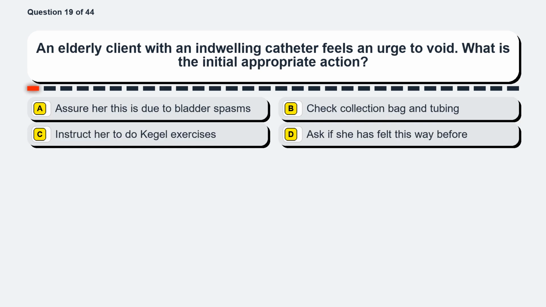Question 19. An elderly client with an indwelling catheter feels an urge to void. What is the initial appropriate action? Option A. Assure her this is due to bladder spasms. Option B. Check collection bag and tubing. Option C. Instruct her to do Kegel exercises. Option D. Ask if she has felt this way before.